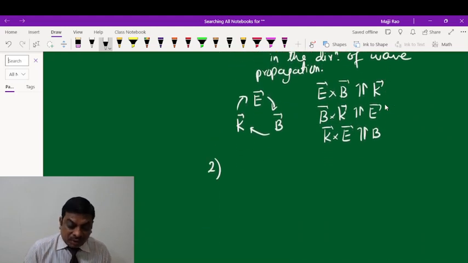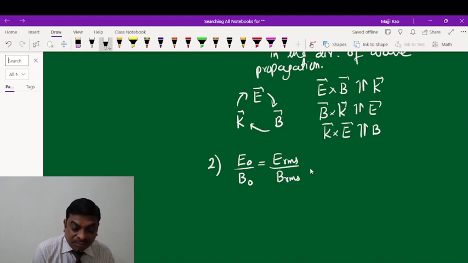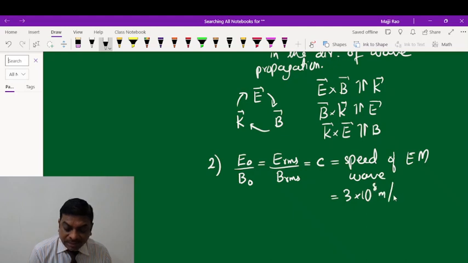The second point we have to understand is that the ratio of the peak value of electric field and the peak value of magnetic field, or the ratio of RMS values of electric field and magnetic field, will be equal to c, that is the speed of EM wave, the speed of light. In vacuum it will be 3 into 10 power 8 meters per second. Okay, students?